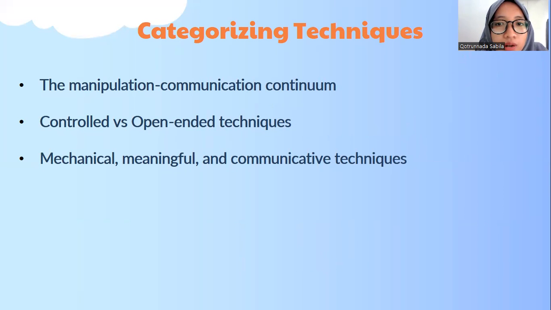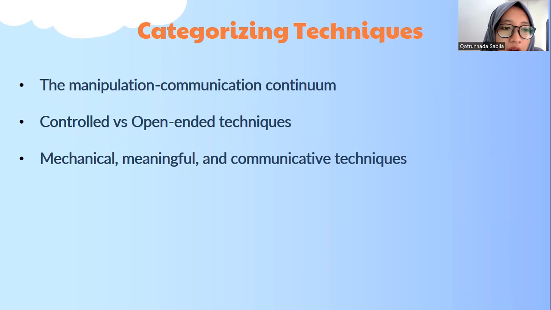First, about categorizing techniques. How can one best conceptualize this multitude of techniques? Over the years, several rubrics have been used to classify techniques. The first is the manipulation communication continuum.